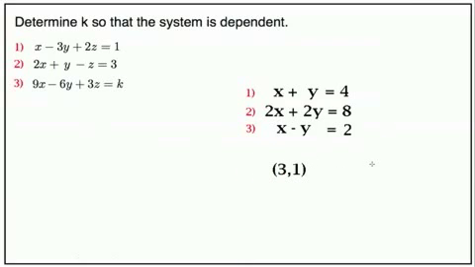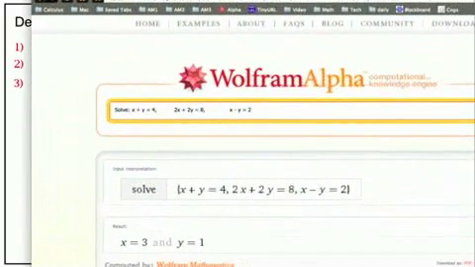First, it's very easy to see that (3, 1) works right here. 3 plus 1 does in fact equal 4. I'm not going to even check it in this second equation because it's just the first equation, and I've already checked the first equation. This is just a redundant version of that first equation. The third equation, however, we need to check it, and we can see that 3 minus 1 does in fact equal 2. So (3, 1) is the solution, and the system itself is dependent, and we can see that even more clearly here in Wolfram Alpha.